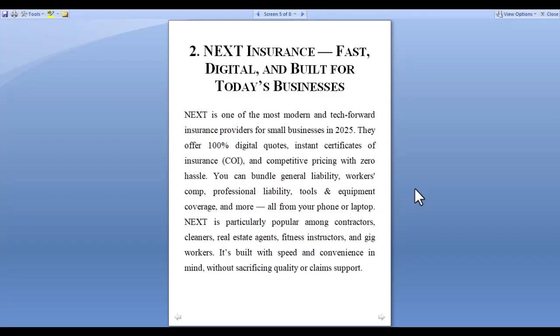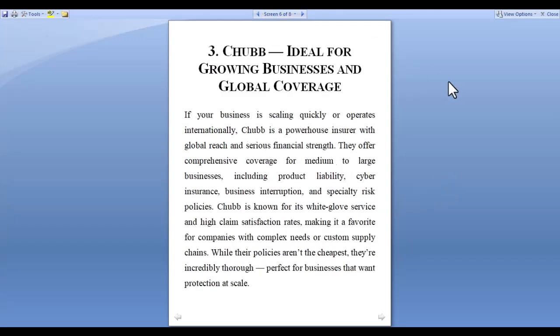Next is particularly popular among contractors, cleaners, real estate agents, fitness instructors, and gig workers. It's built with speed and convenience in mind without sacrificing quality or claims support. So now let's go to number 3. Number 3 here says Chubb. It is ideal for growing businesses and global coverage.